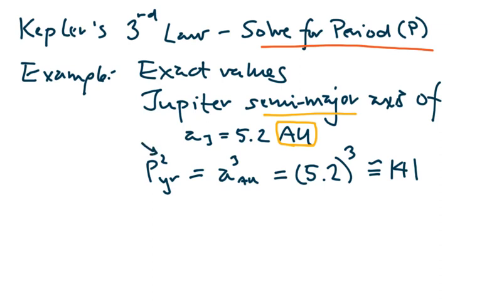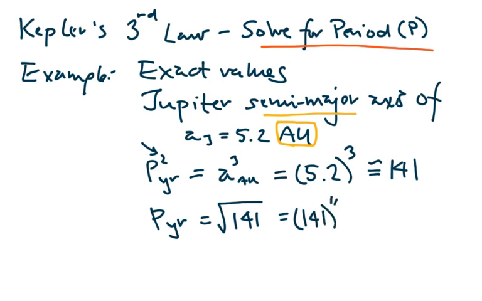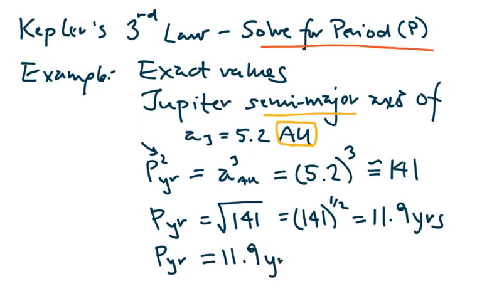So to solve for the period of Jupiter in years, we go ahead and take the square root of 141. And that can also be written, this might be more similar to what is on your calculator, 141 to the 1/2 power. And that equals 11.9 years. So while it only takes the Earth 1 year to travel around the Sun in 1 revolution, it takes Jupiter 11.9 years to make 1 circuit around the Sun.